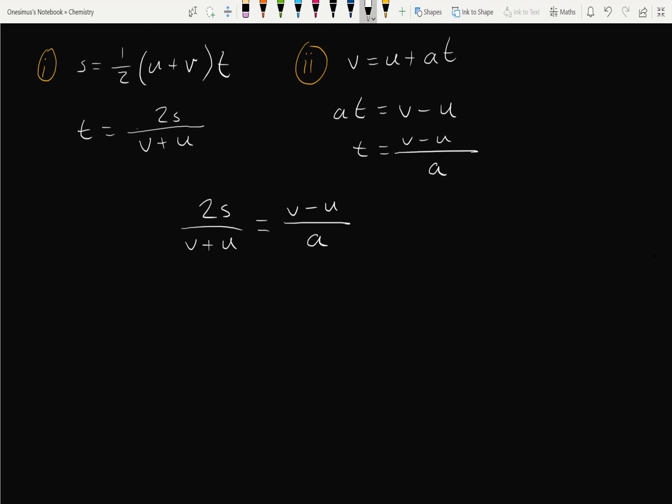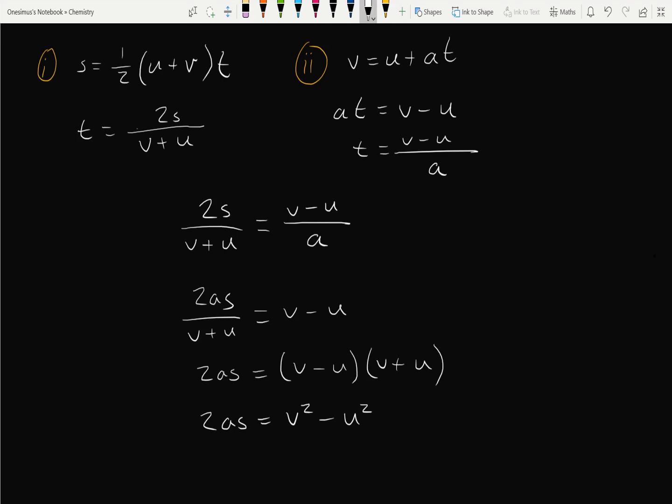To make this equation a bit neater, both sides can be multiplied by a and then by v plus u. This gives us 2as on the left and v minus u times v plus u on the right. The right-hand side can be simplified further as the brackets expand to the difference of 2 squares. Finally, the equation can be rearranged to make velocity squared the subject, giving us equation 4.